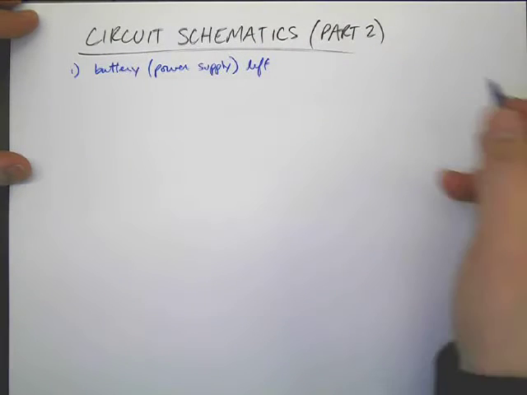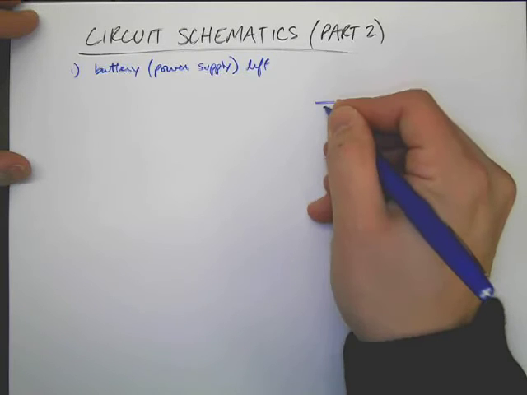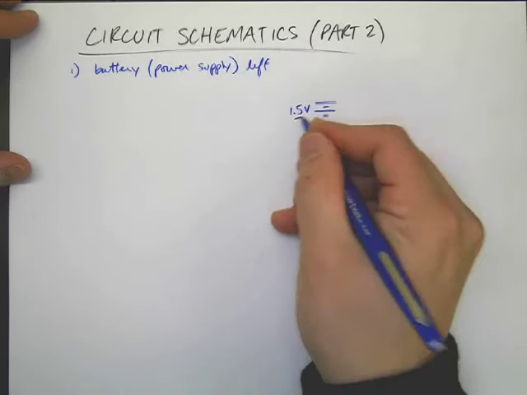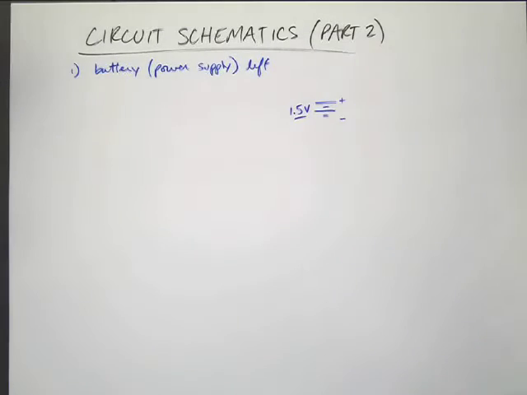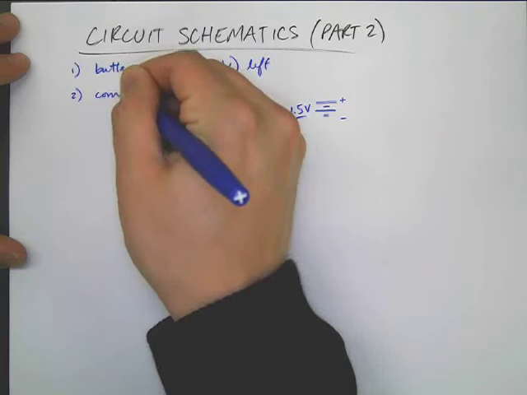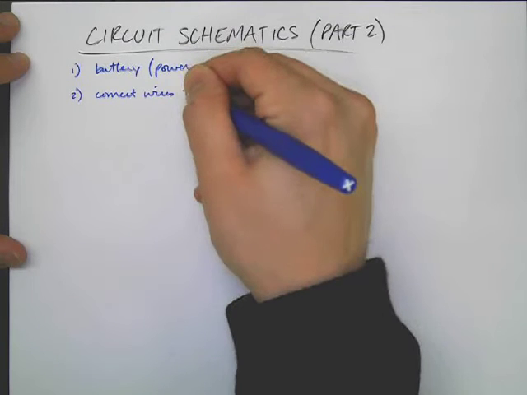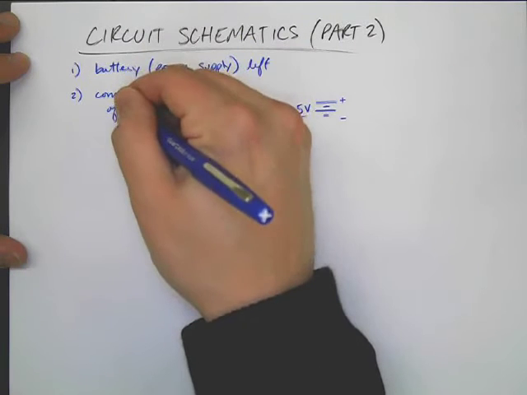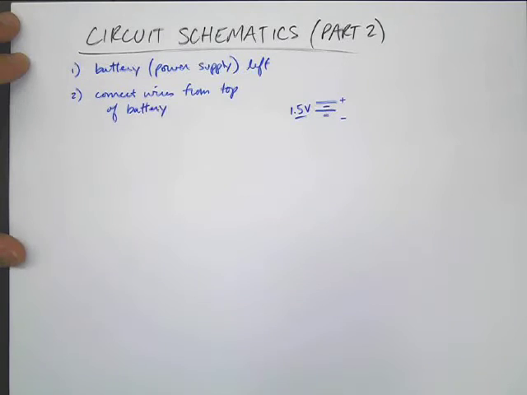So I'm going to build it in this area, and let's say I have a 1.5 volt battery, which would be the voltage supplied by your standard AAA, AA, C battery that you'd put into a device. And this will be the left-hand side of the circuit I'm going to draw. Next thing is we're always going to connect wires from the top of the battery and then bring them through the devices in our circuit.